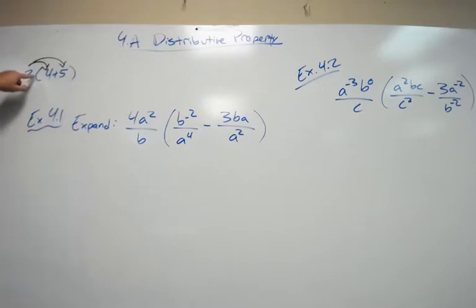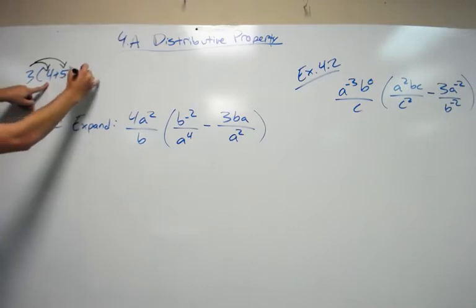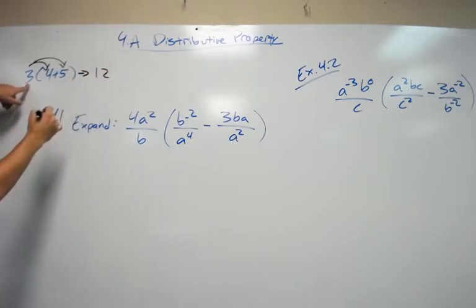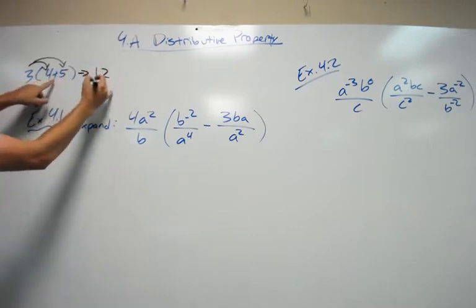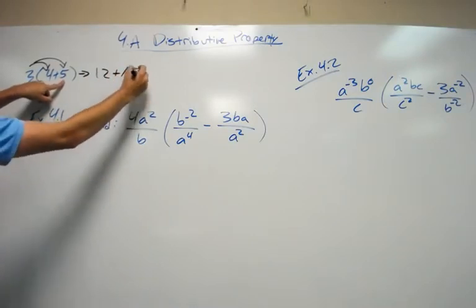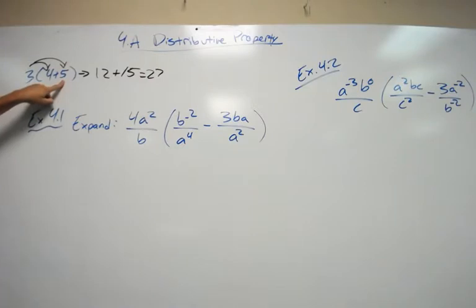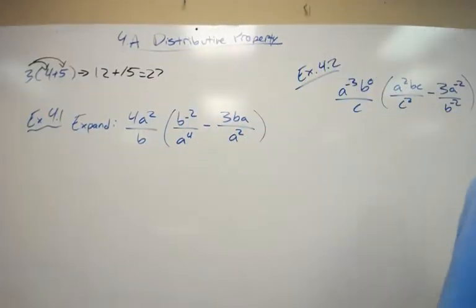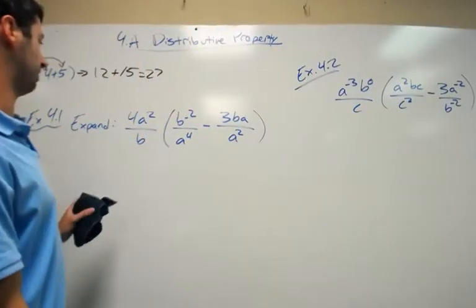So 3 times 4 is 12. 3 times 5, use a plus sign in the middle, plus 3 times 5, 15. So your answer would be 27. Or if you solved inside first, 4 plus 5, 9, times 3, also 27. But that's just a refresher on the distributive property. Now we're going to use that with some variables.